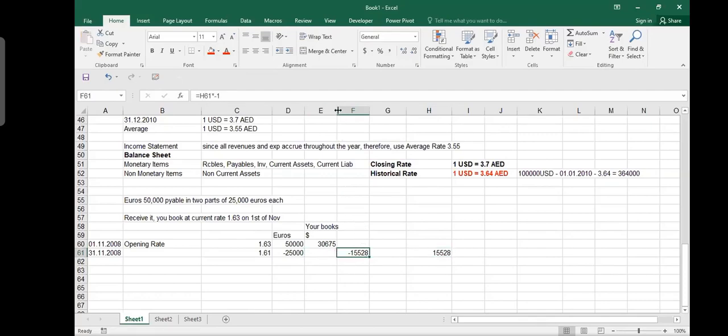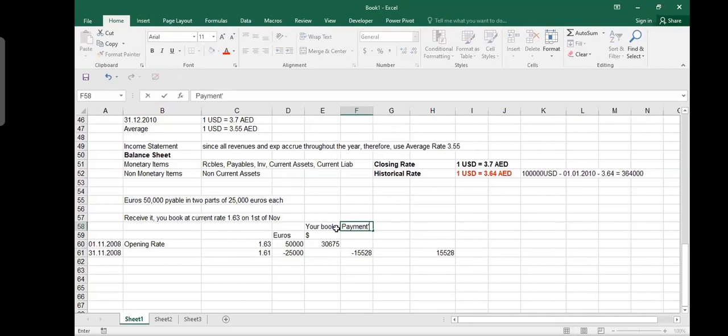Okay, let me make a separate column. I will say here payment. But according to your own books, half of this you should have paid. So this is what you should have paid actually. In your books, your liability was 30,675, but you are paying in euros. So half of 30,675 is 15,337. But you actually paid it at a new rate. You paid 15,528.